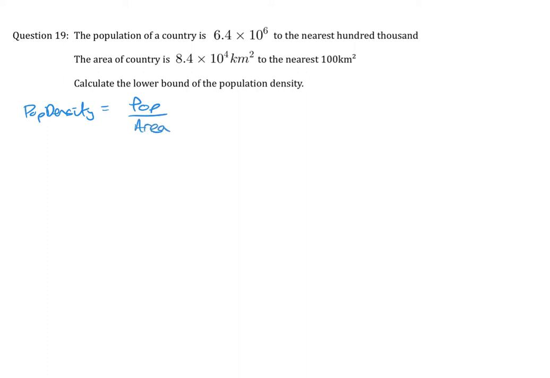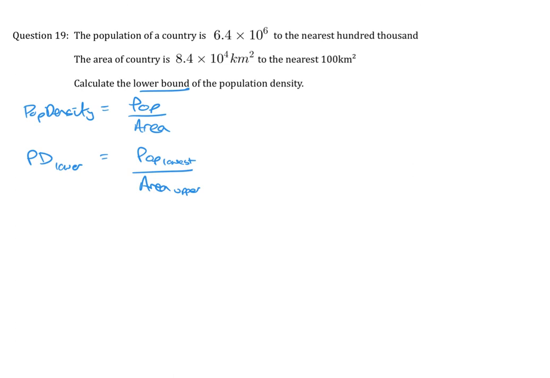So we want the lower bound for population density, so we want the PD lower. I'm going to use PD for population density. So that's going to be from this fraction here. So for that to be the smallest possible thing, I want the population to be the lowest, and I want the area to be the greatest. Okay, so the lowest population and the upper area. That will give me the lowest possible value for the fraction, therefore the lowest possible population density.